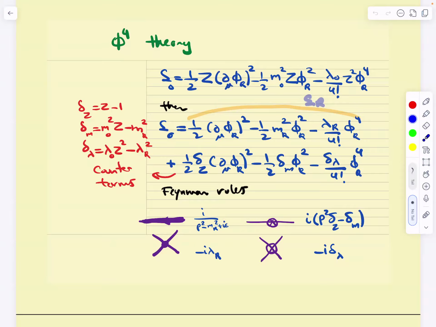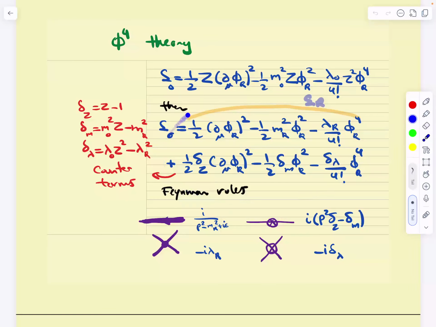First thing is that your phi naught is Z to the half phi r, right? So that's the first step. I'm just rewriting the first term. Then for m naught squared phi naught squared, it's Z phi r squared, and then this will have Z2. All I've done is just rewritten it in these new variables. Then I take this and split it into two terms. It's the same expression, right? I write it as half del mu phi r squared and so on, and whatever is the difference, I call it this way. These are the counter terms. And what's the difference? These coefficients are, of course, fixed in terms of Z and the relation between m naught and m r, and lambda 0 and lambda r. Good?